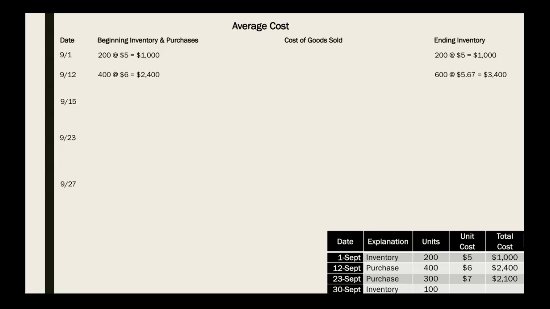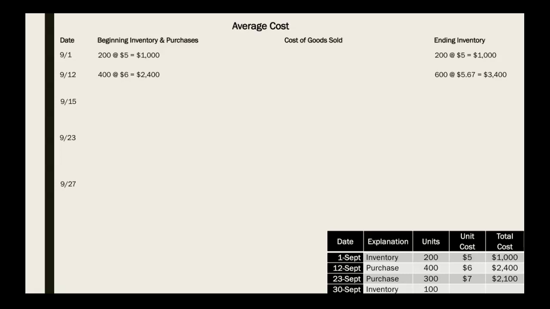Now there's a check to make sure that we're in the right ballpark for our average unit cost. We're averaging inventory here at $5 and $6. So our average unit cost has to be somewhere between those. If you got an average unit cost of $2 or of $35, you know that you need to take a step back and recalculate. But since we're between 5 and 6, we're good.